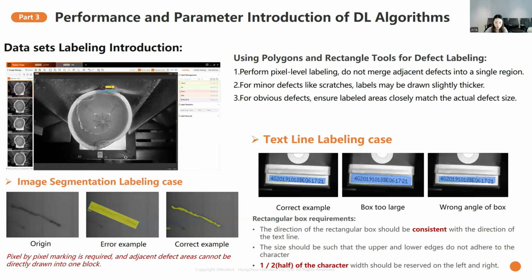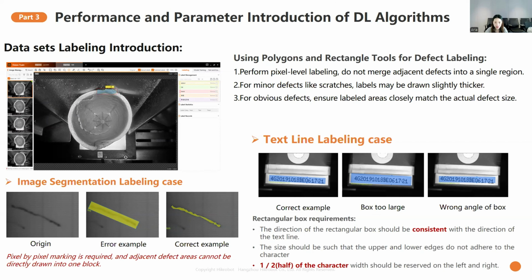In the following part, I will also show some labeling cases from different algorithms. On the left side, there are labeling cases from image segmentation. This is the original picture. There are arrow examples and character examples. In this case, when we do the sample labeling, we need to mark pixel by pixel, and adjacent defects cannot be directly drawn into one block.